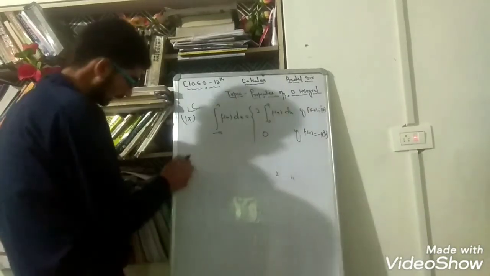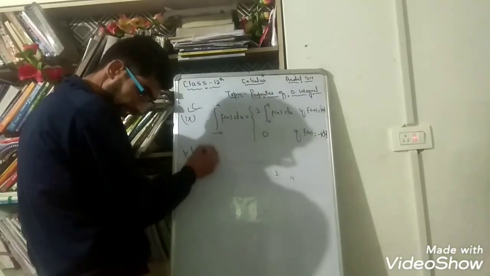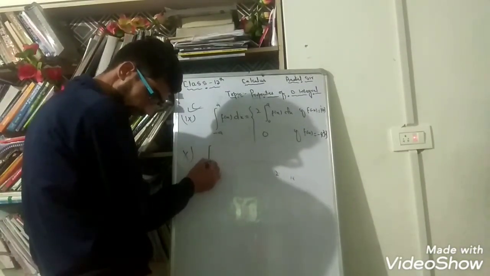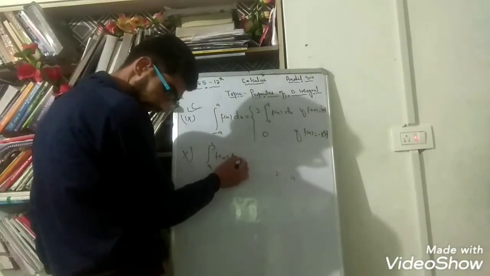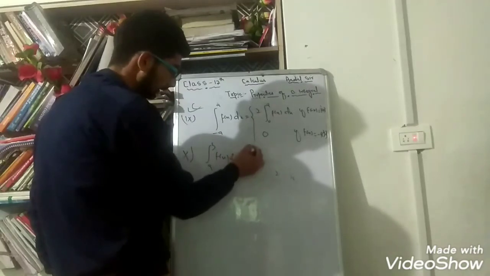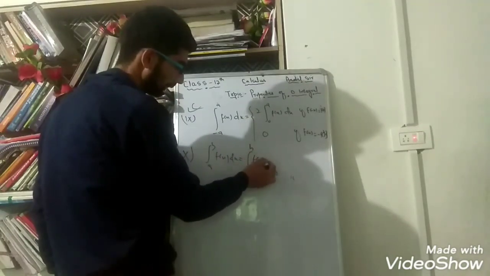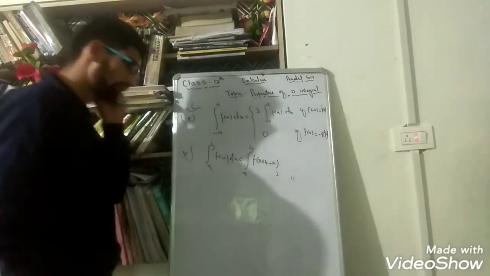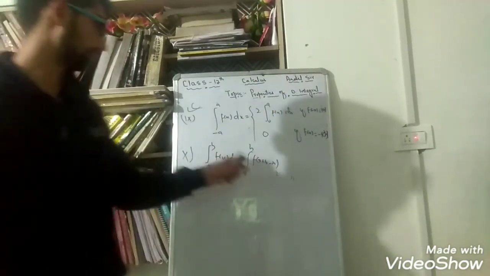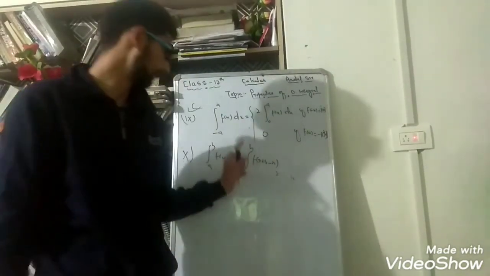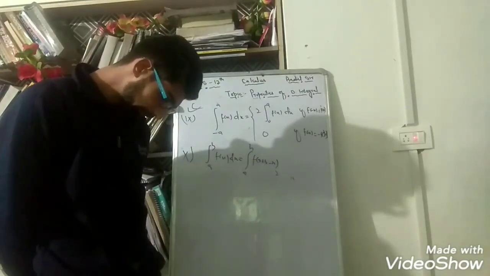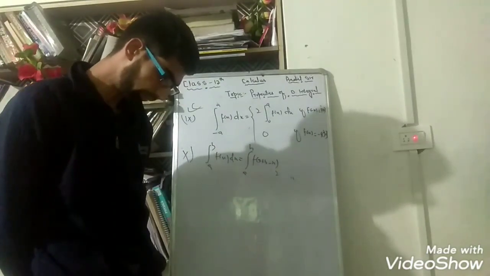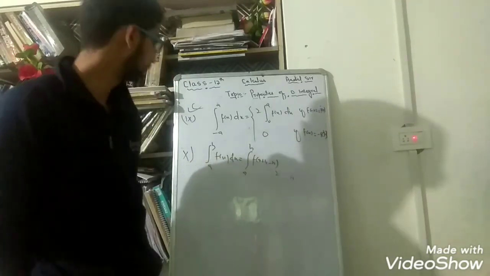The next property is the same as the second property: the integral from a to b of f of x dx is equal to the integral from a to b of f of a plus b minus x dx. You can again use the same formula. You can substitute this value as t and you will get the result. Now this is enough. You can do it. These were all the properties.